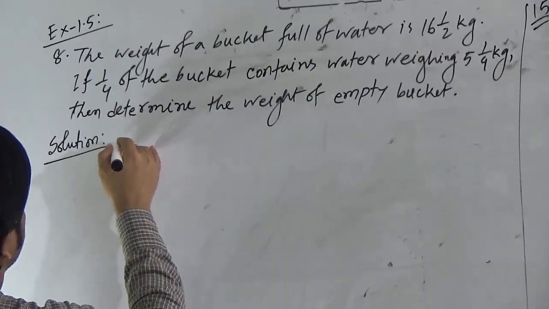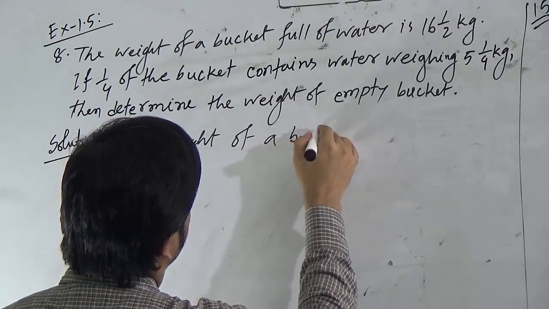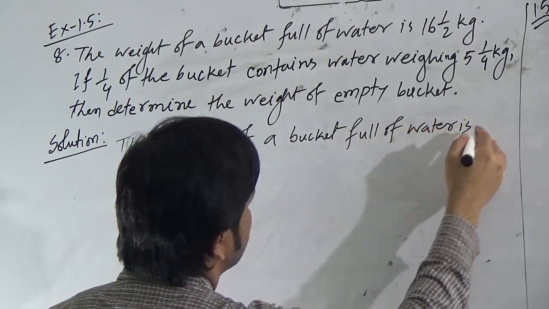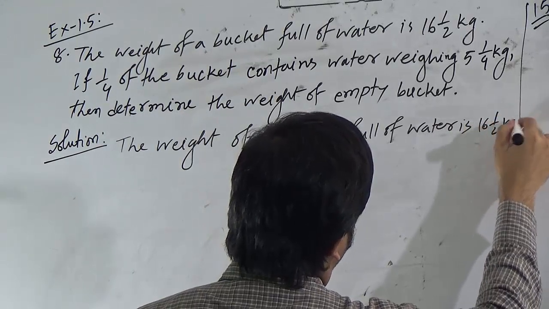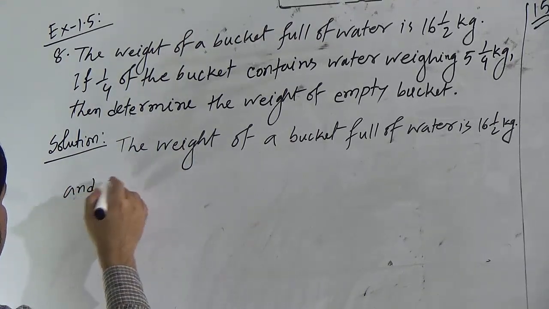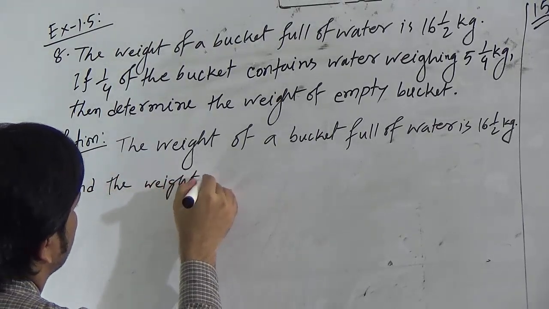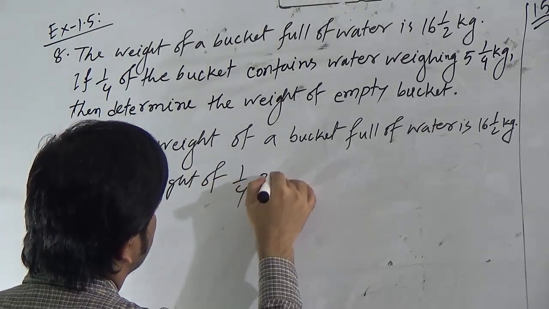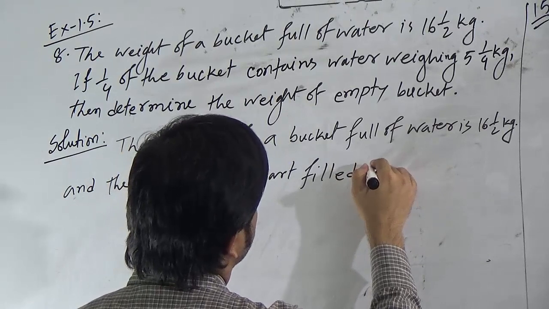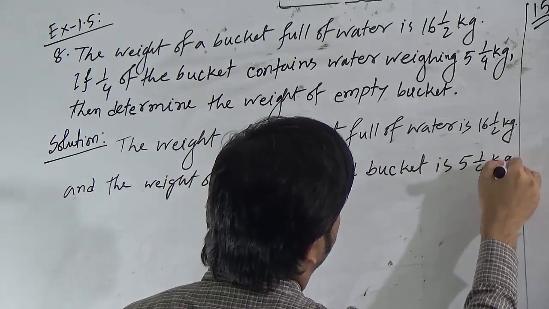The weight of a bucket full of water is 16 integer 1/2 kg, and the weight of a 1/4 part filled bucket is 5 integer 1 by 4 kg.